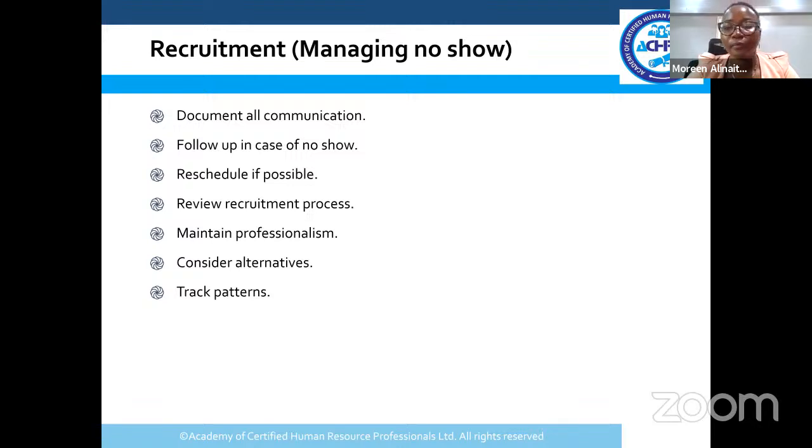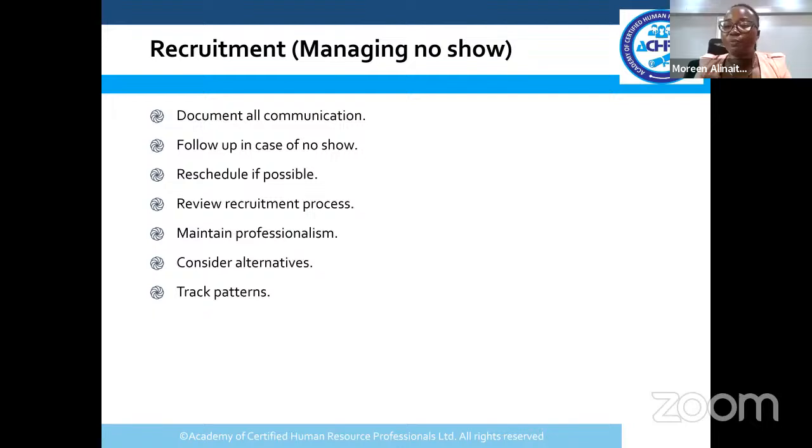All right. You can consider alternatives. If the people do not show up, you follow up with them and they're still not interested, you can interview somebody else for the position. Finally, you can track the patterns. If you notice a pattern of people not showing up for interviews, consider implementing measures such as confirmation emails or reminders to reduce the likelihood of future occurrences.